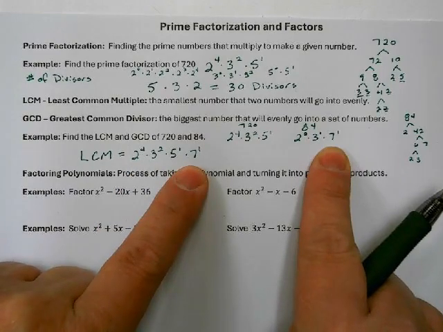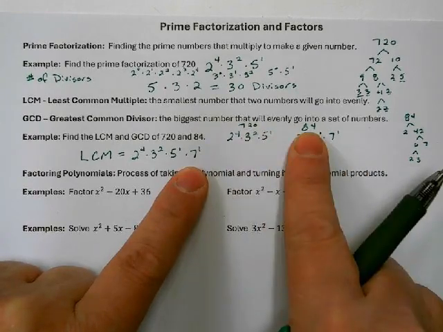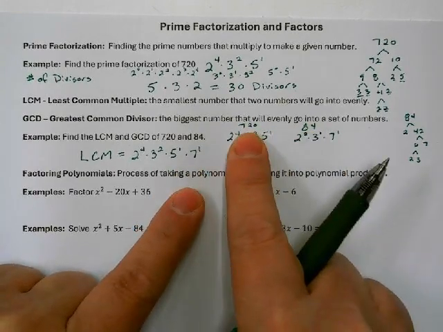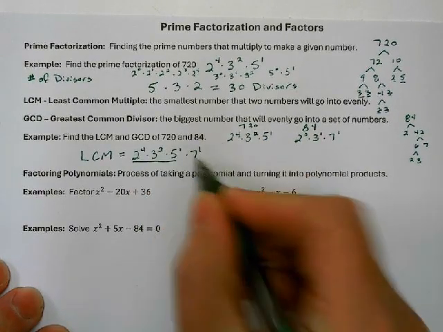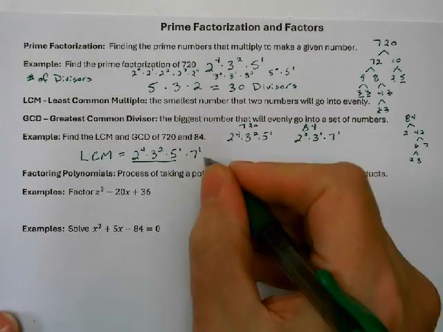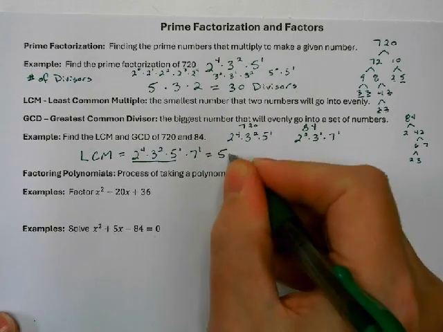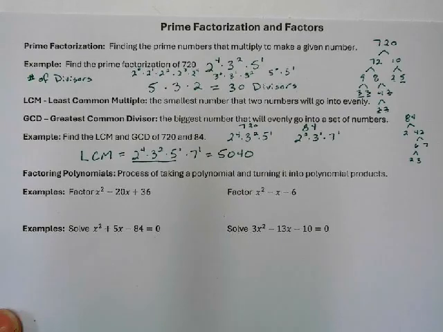So basically, all I have to do to find the smallest number that 720 and 84 will go into evenly is take 720 and then multiply by 7. So 720 times 7, I'm just going to use a calculator because my brain's not working this morning. I get 5,040. So the LCM is 5,040. All right, so that's the LCM.